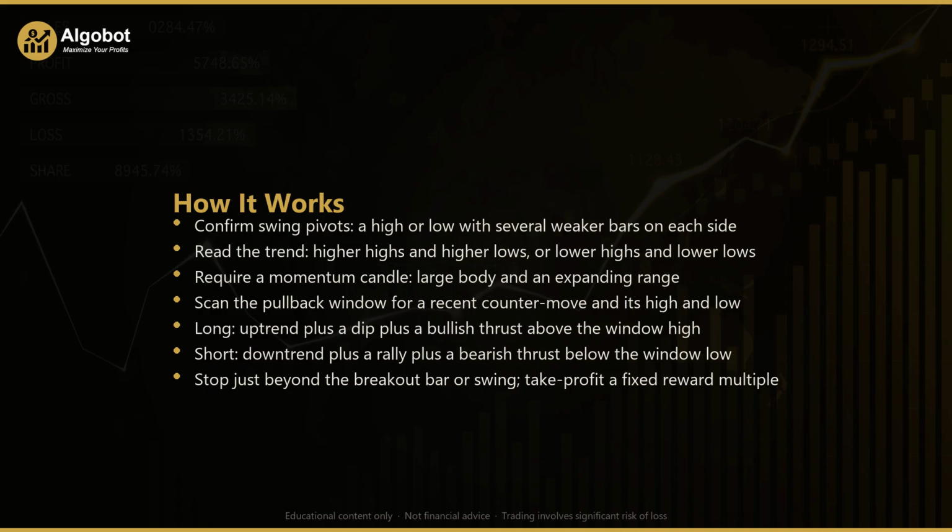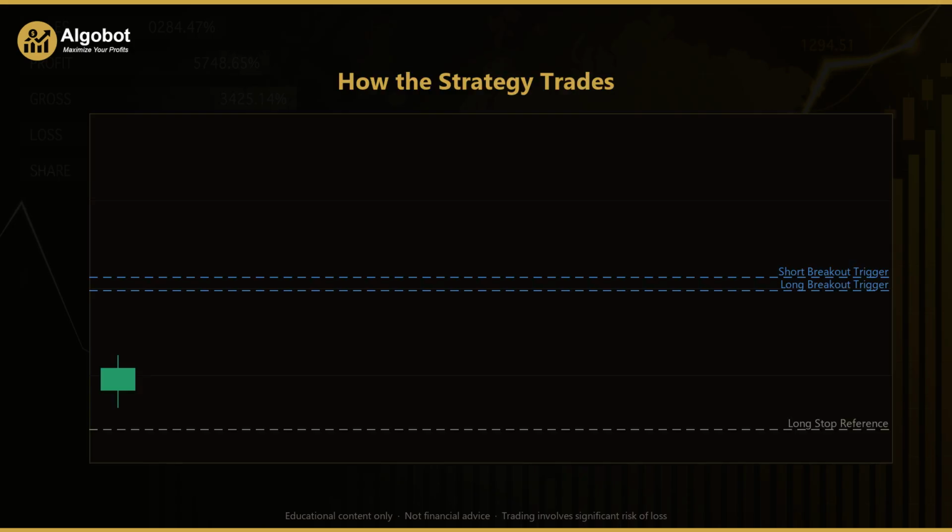The stop sits just above the breakout candle or last swing high, and the take profit is again a multiple of the risk. Only one position runs at a time, and each trade manages itself through its own stop and target. Let's bring this to life on the chart in front of you.